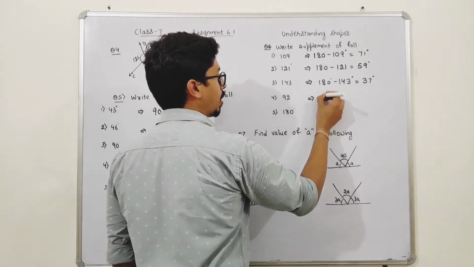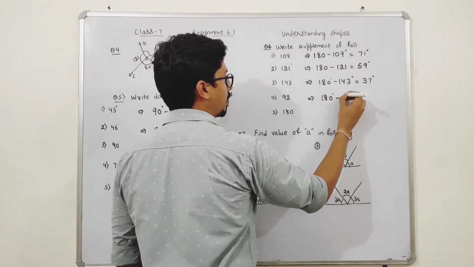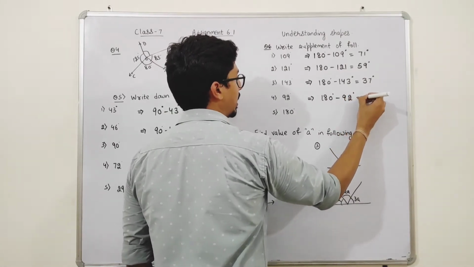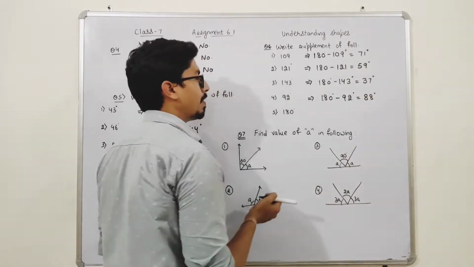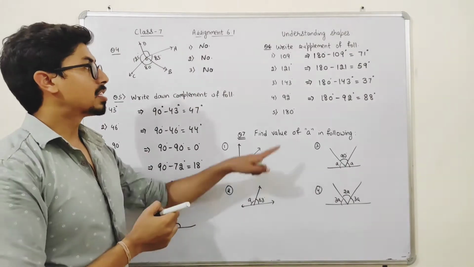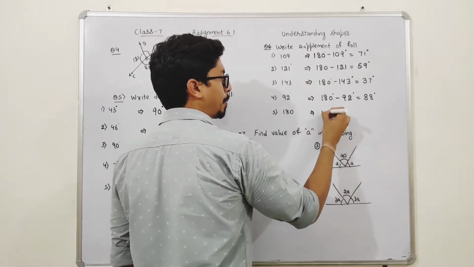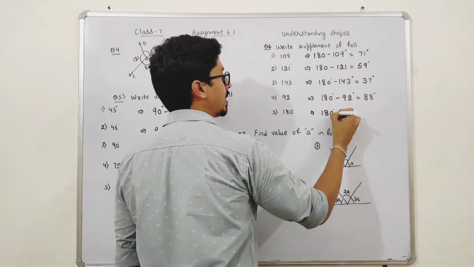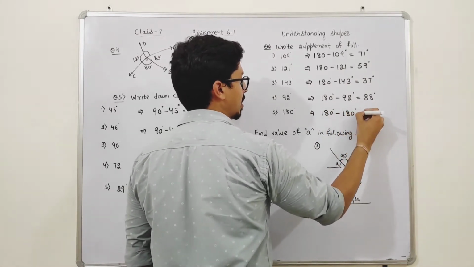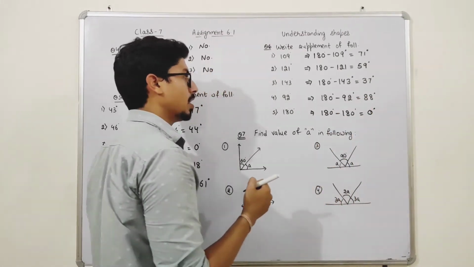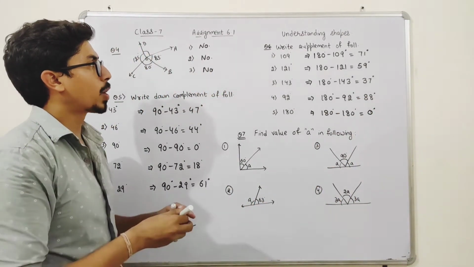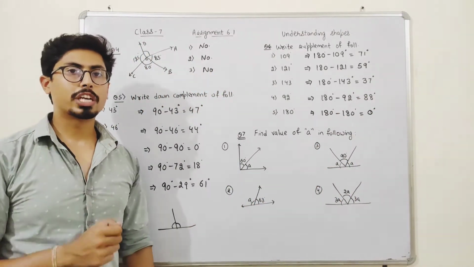Similarly, supplementary angle of 92, it will be 88 degree. And supplementary angle of 180 degree will be 180 degree minus that particular angle, and that angle is 180. So 180 minus 180 is 0 degree. So these are the required answers of our question number 6.